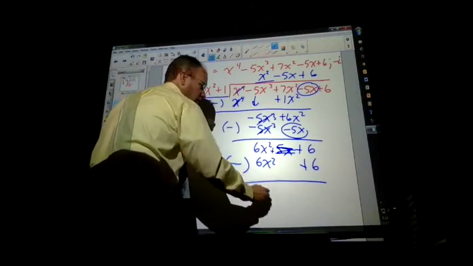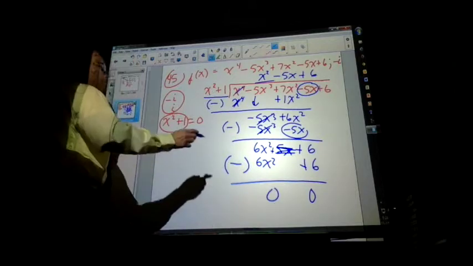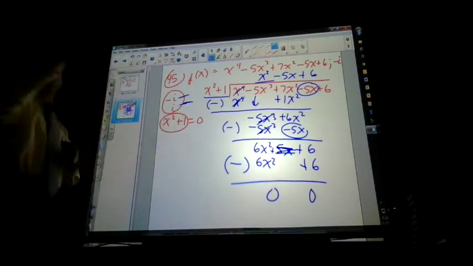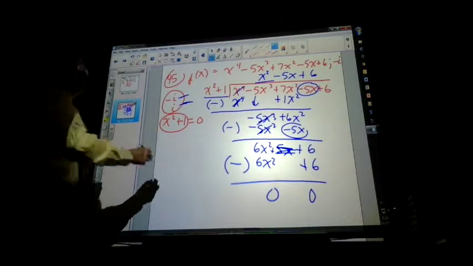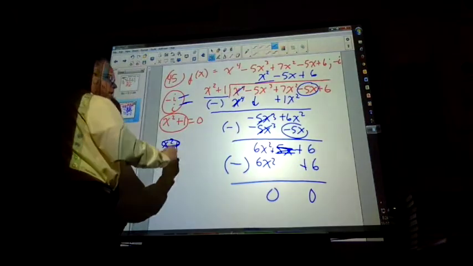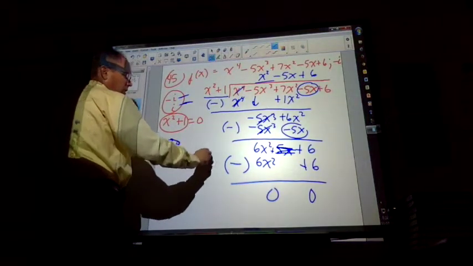So that's going to cancel. That's going to give me 0 and 0. So then my two zeros are this and this. I know for sure I have two more zeros, so I could possibly factor. So I have x squared minus 5x plus 6.